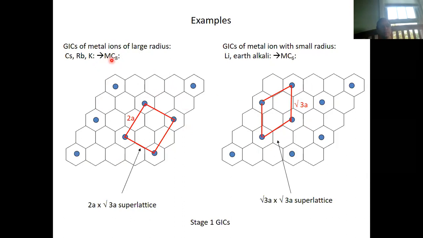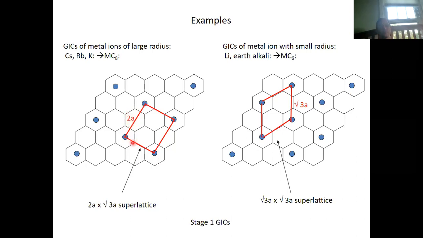So the MC8 compounds make the so-called 2A times square root of 3A superlattice. So basically, this just describes how the metal ions are arranged in between these sheets. Okay, so you see that the metal ions sit in the center of the hexagons. Now in this direction here, they are 2A apart, whereby A is nothing else but the distance between two edges of one particular hexagon. So this is 1A. Here we have another half A, here another half A, so that gives overall 2A.